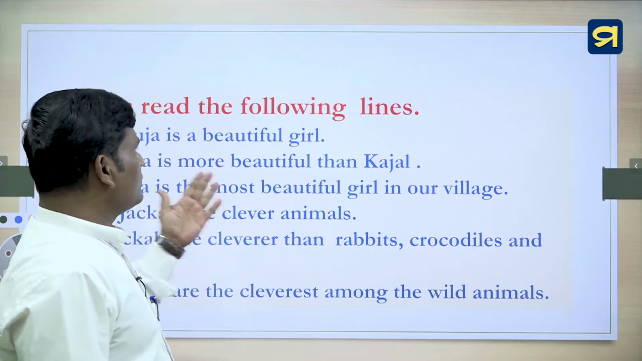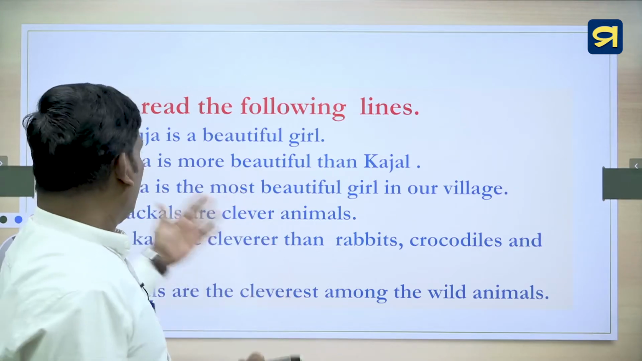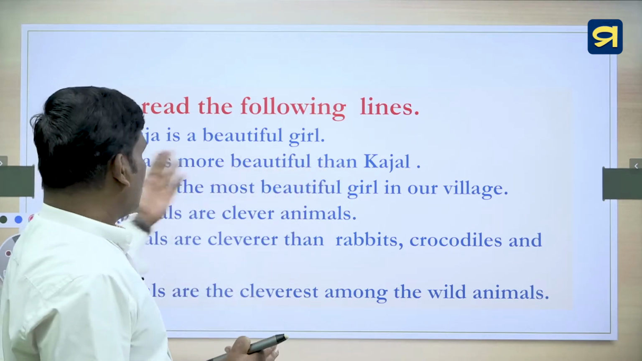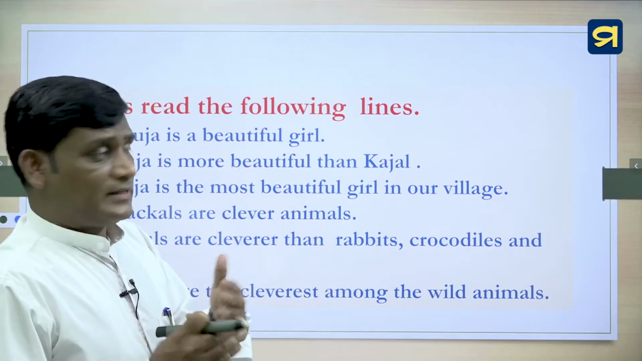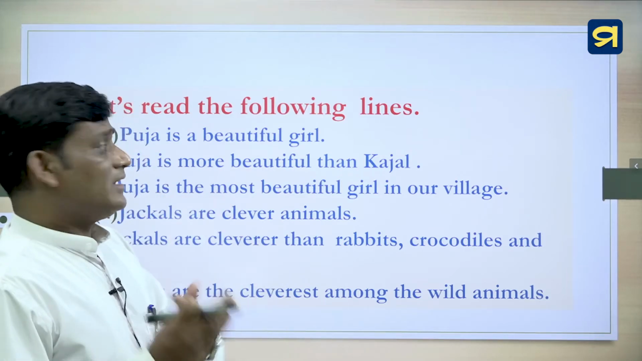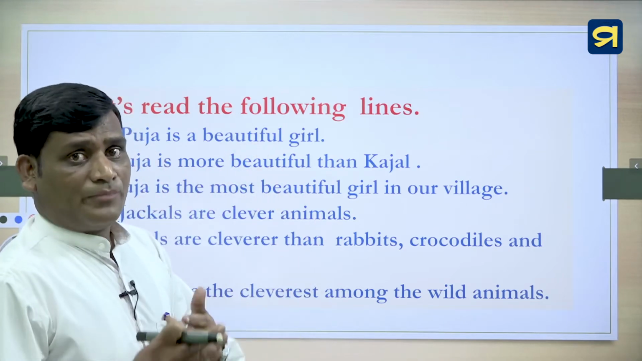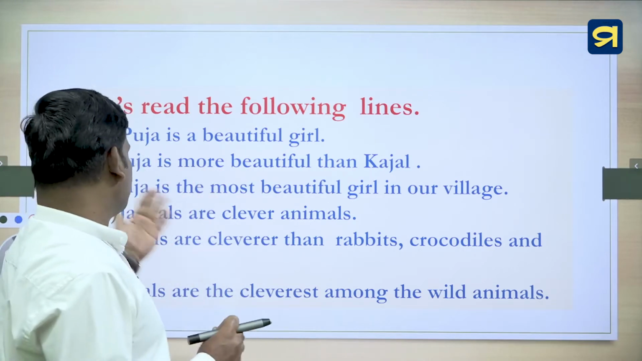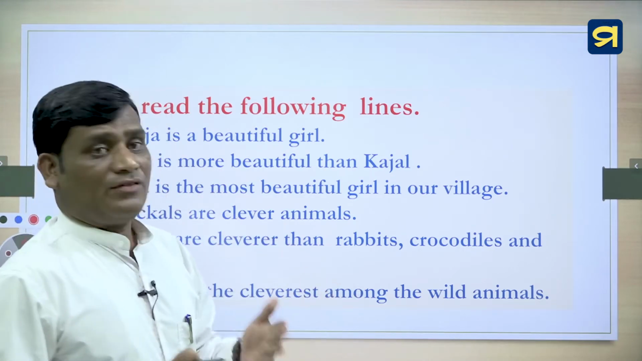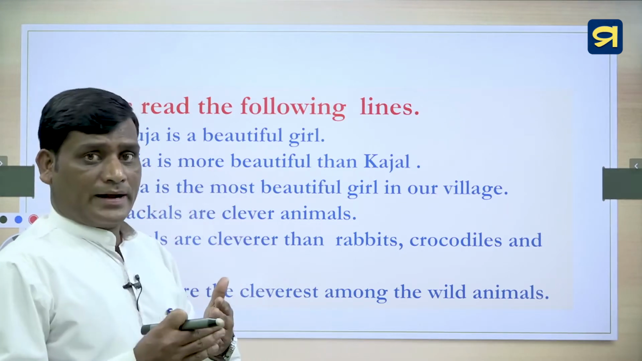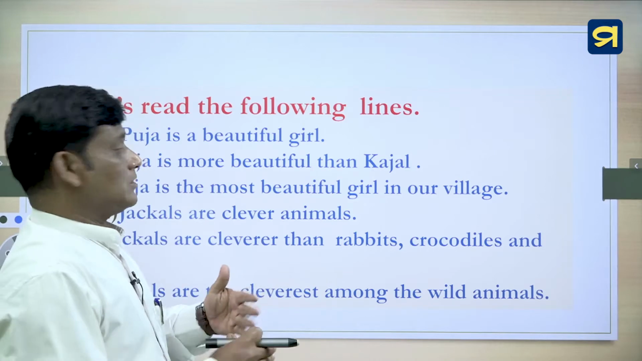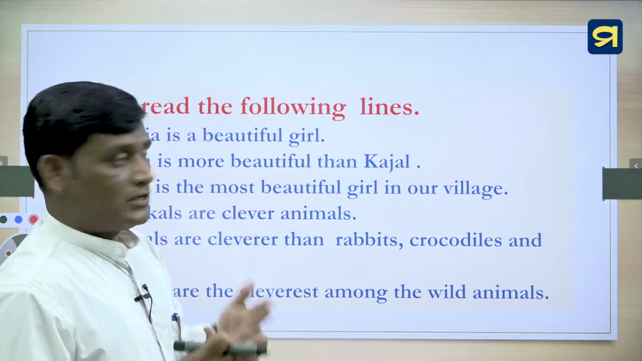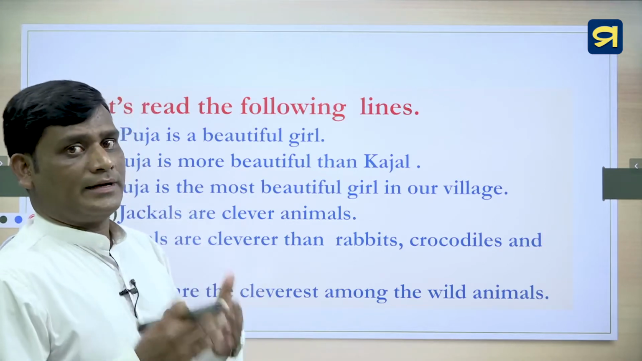Example B, Pooja is more beautiful than Kajal. Here 2 persons are there, Pooja and Kajal, and someone is more beautiful than somebody. Here Pooja is more beautiful than Kajal. Pooja and Kajal are compared. That's why here more beautiful is written. Then in the third example, see, Pooja is the most beautiful girl in our village. Here Pooja is compared, not to another person, but to a group or whole. So here Pooja's quality is highest. So it is called the superlative degree.